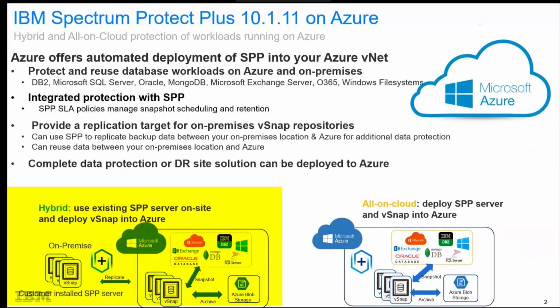Hybrid deployment means that you have an existing SPP server on premises and you deploy the vSnap into Azure. Whereas an all-on-cloud deployment means that you deploy both the SPP and vSnap server into Azure. SPP supports database workloads like DB2, Microsoft SQL Server, Oracle, MongoDB, etc.